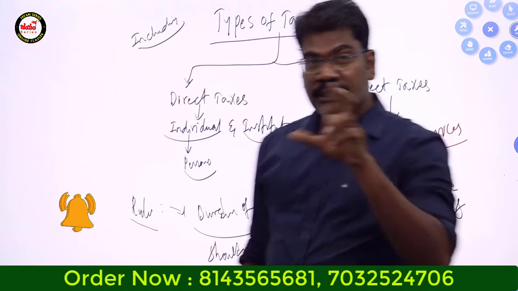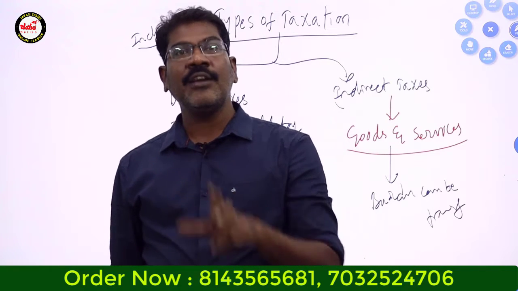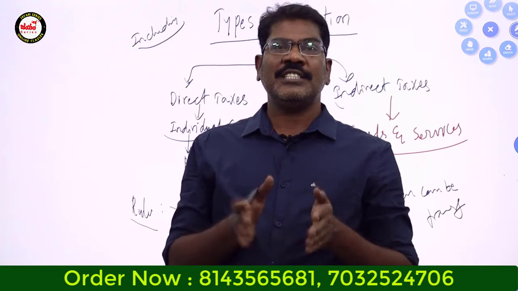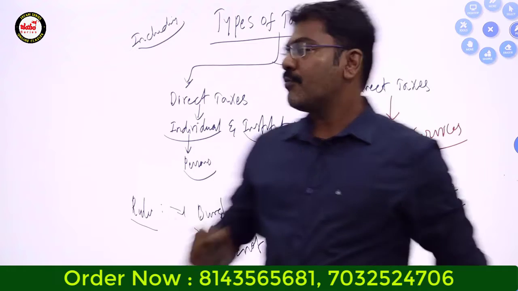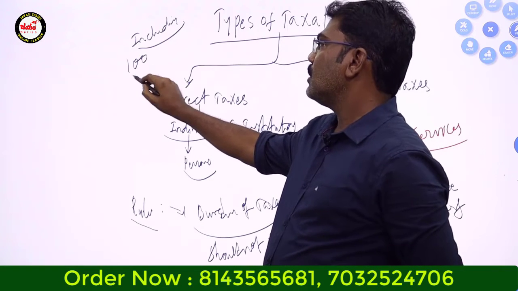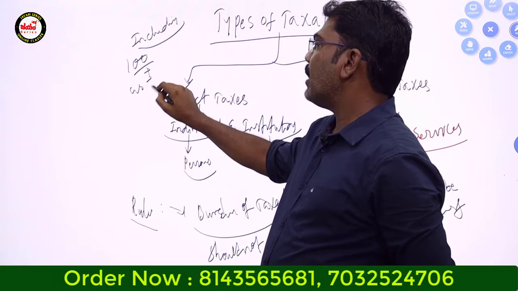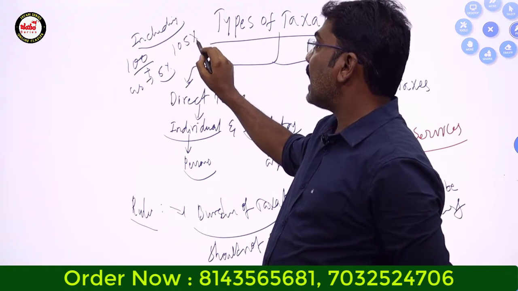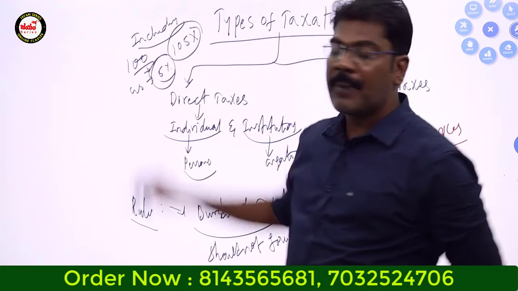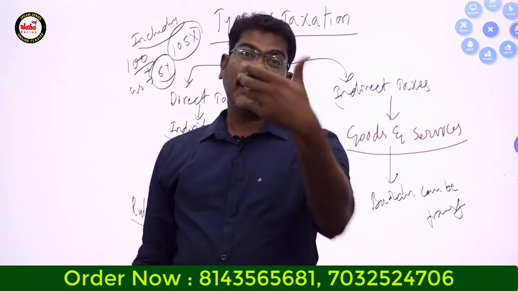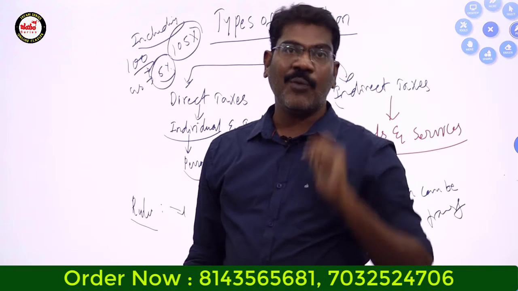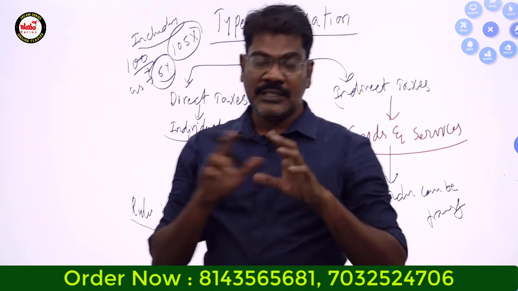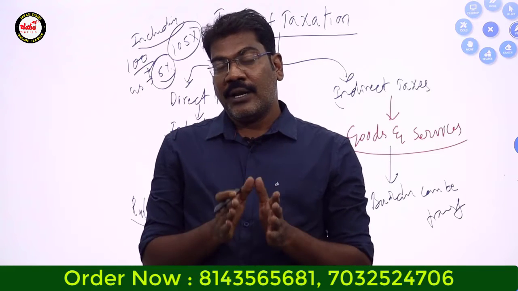Are you clear? So this is the first example. The second one is, whenever you buy any product, it includes GST. For example, the product cost is 100 rupees, the GST is 5%, which is 5 rupees, so they are collecting 105 rupees. Actually, this 5 rupees has to be paid by the company to the government. But what they are doing is collecting it from us and paying it to the government. Are you clear? So this is called indirect tax.